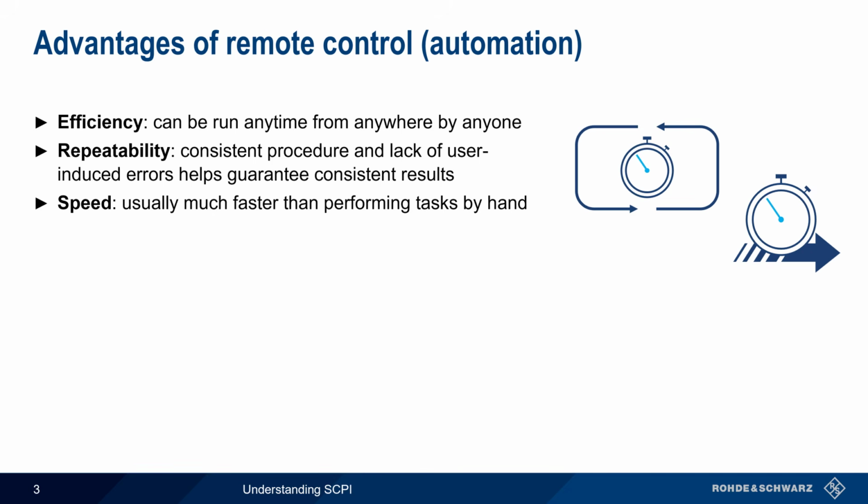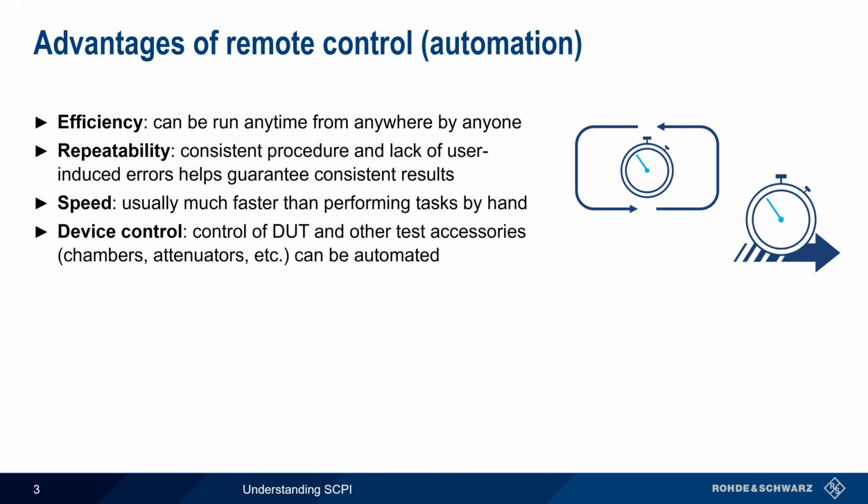In addition to controlling an instrument, automation can also include controlling the device under test, and/or other test accessories, such as temperature chambers, switches, etc. And in cases where multiple instruments are needed, the operation of these instruments can be synchronized. For example, if one instrument is used to create and change the DUT input signal, and another instrument is used to measure the changing DUT output signal.